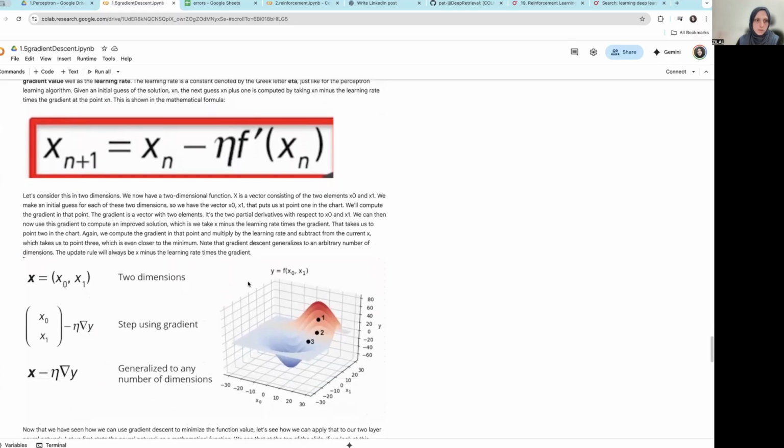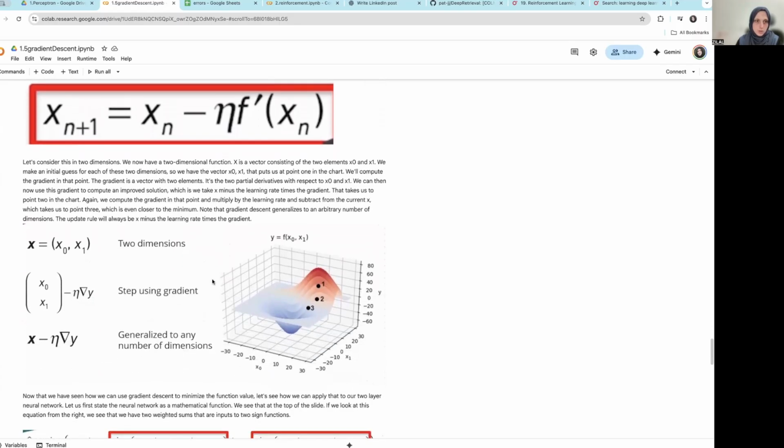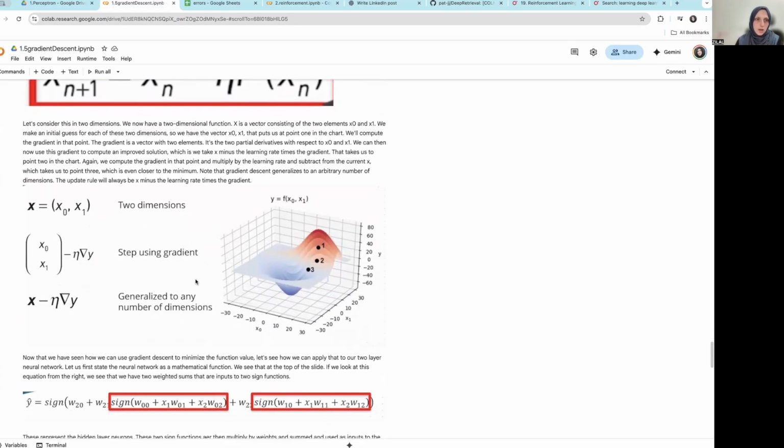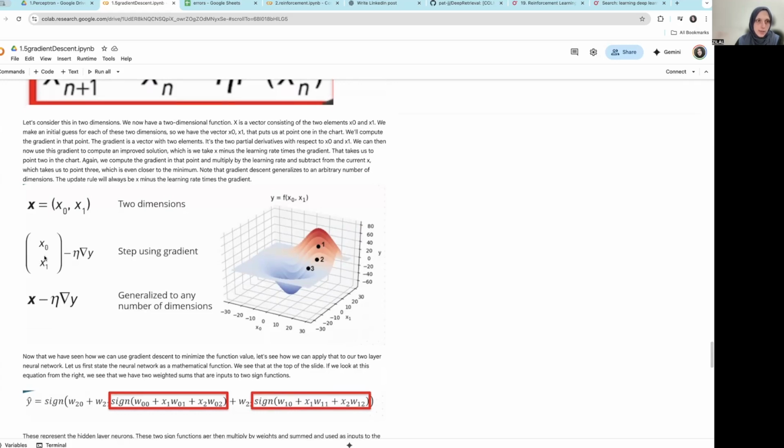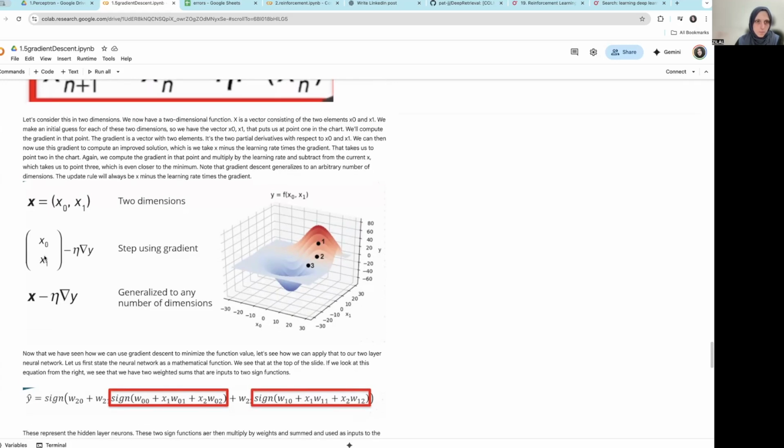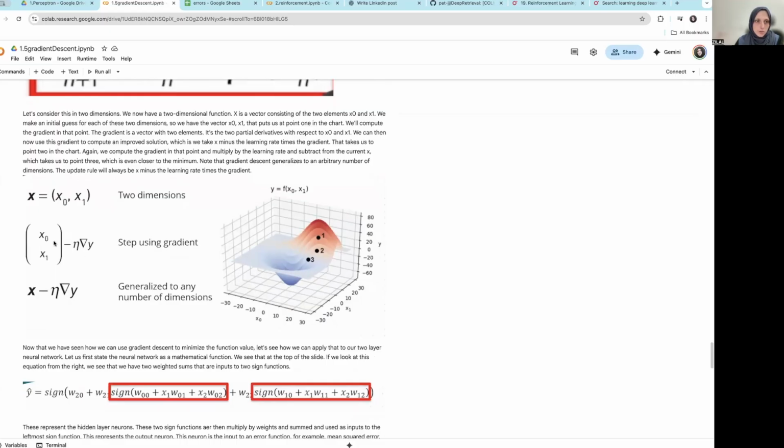Let's consider this in 2 dimensions. We now have a 2-dimensional function. X is a vector consisting of x0 and x1. We make an initial guess for each of these 2 dimensions. So we have the vector x0 and x1. That puts us at point 1 in the chart here. This is our first step.